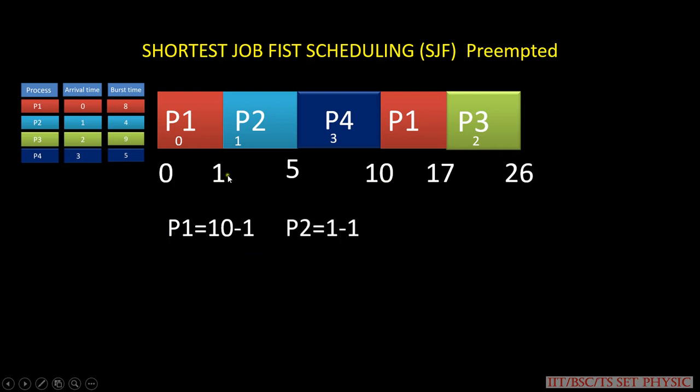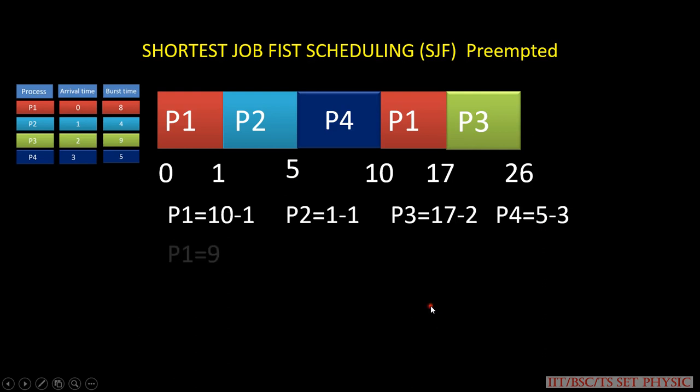Similarly, next is P2's waiting time. The arriving time is 1 and the start time is 1, so P2 equals 1 minus 1. Next, similarly P3. P3 arrived, that means it is available at 2 milliseconds, but it started at 17 milliseconds. So the waiting time is 17 minus 2. Similarly, P4 is available at 3 milliseconds, but it started at 5 milliseconds, so the waiting time is 5 minus 3.